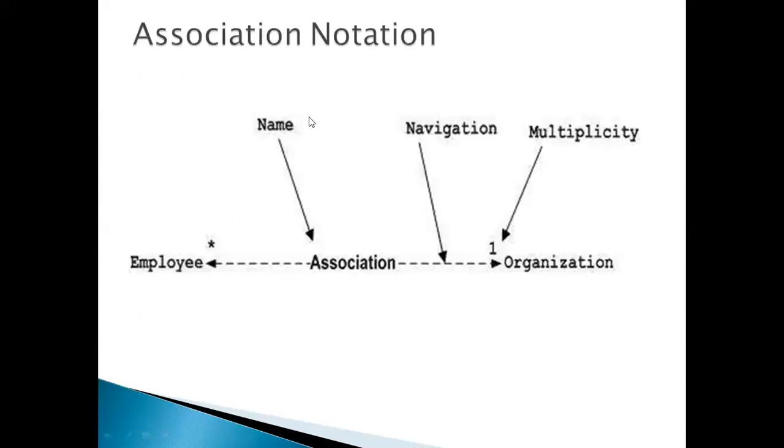See here, this is the association. Organization, employee. Okay, in one organization many employees may be present, so it is a 1 to many relationship. Multiplicity is 1 to many. Here is the name of the organization. This dashed line is navigation.